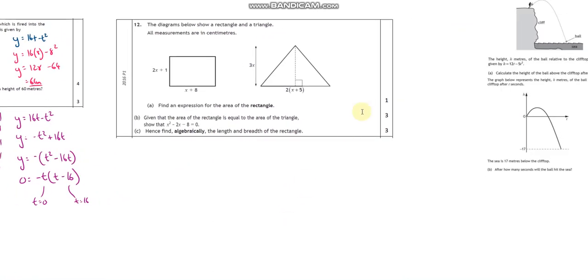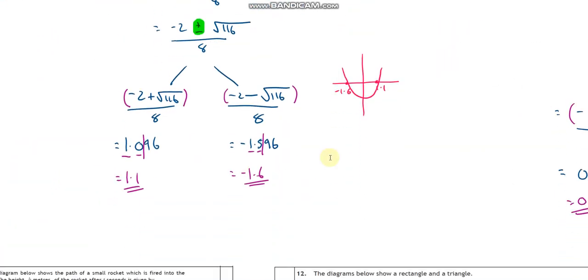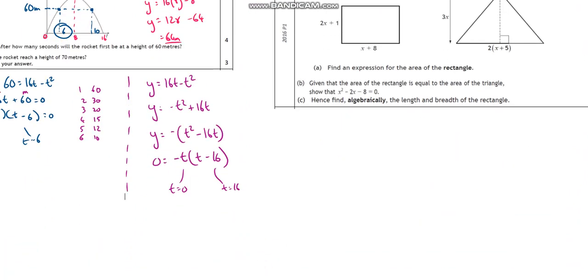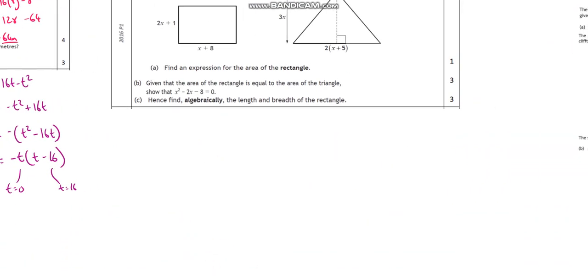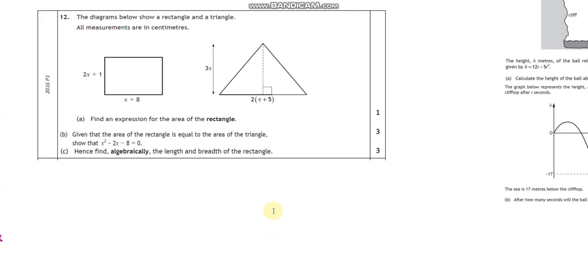Let's try this one. So again, have a wee read and pause the video so you get on. So the first thing, the area of a rectangle, well, it's just going to be y is equal to, well, if it's an expression, sorry. So for that one, I'd be saying a, and the expression would just simply be the base times the height, so it's 2x plus 1 multiplied by x plus 8.